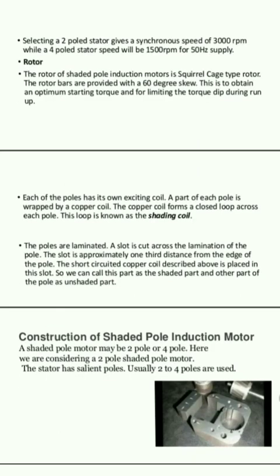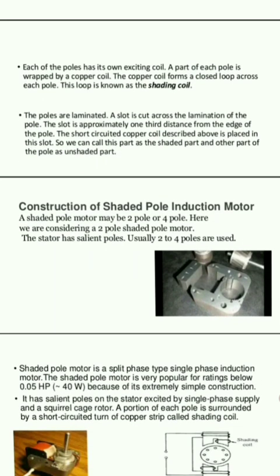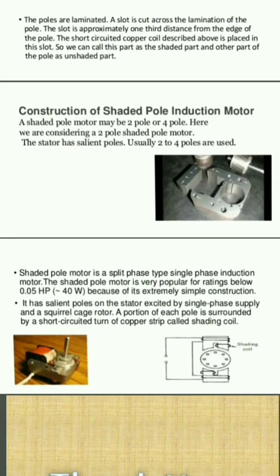Rotor. The rotor of the shaded pole induction motor is a squirrel cage type rotor. The rotor bars are provided with a 60-degree skew. This is done to obtain optimum starting torque and to limit the torque dip during run-up. Each of the poles has its own exciting coil, and a part of it is wrapped by a coil. This coil forms a closed loop on each pole. This loop is known as the shading loop.